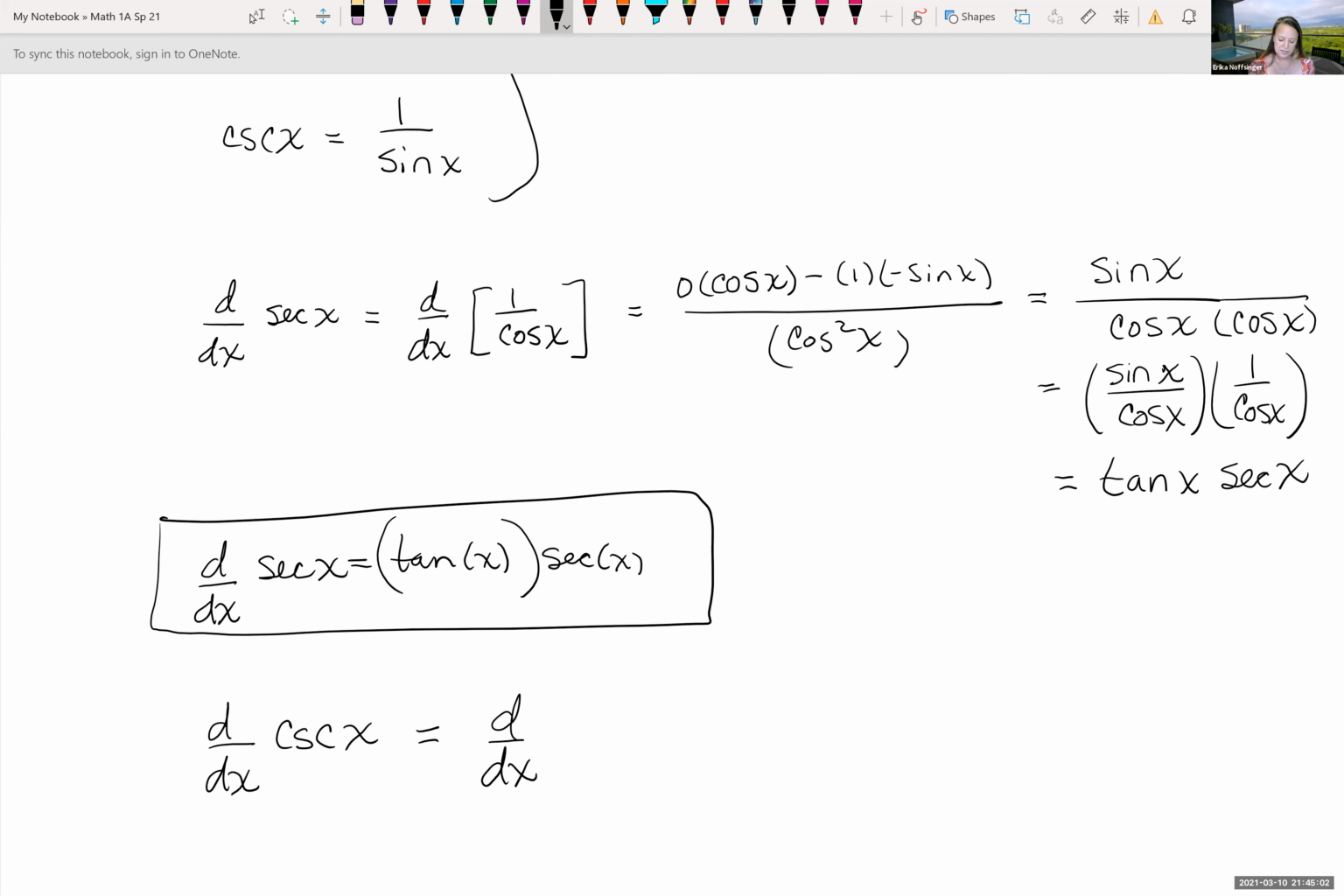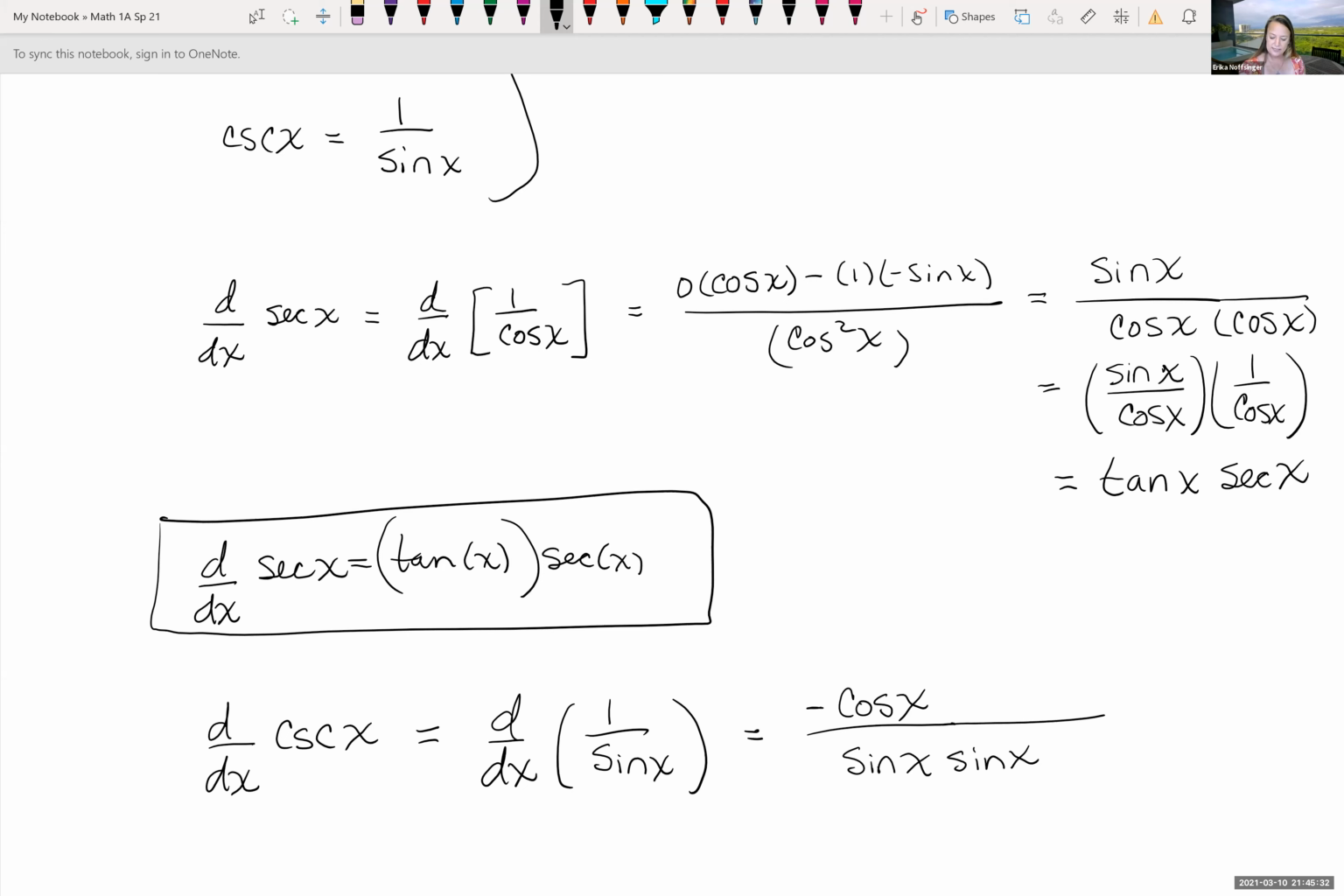So the derivative of cosecant X, well, that's still the same thing as the derivative of 1 over sine X. Well, if we take the derivative of the numerator, that's 0, so 0 times the denominator is 0. So minus 1 times the derivative of sine X, which is cosine of X, all over the denominator squared. So that's sine X times sine X, or sine X quantity squared. But we're going to leave it as sine X times sine X.